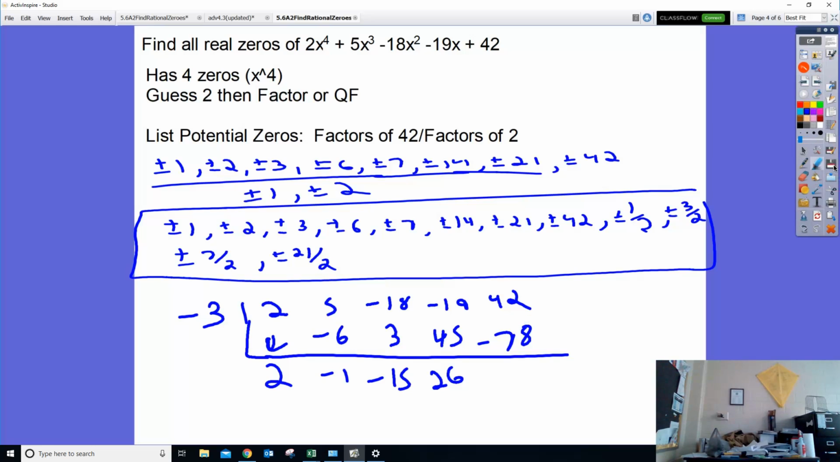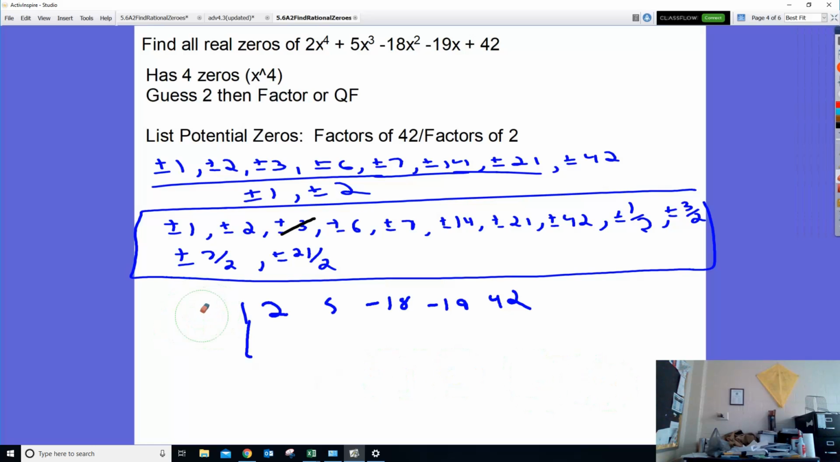Any other suggestions? Negative 2. Guess you're right. That was smaller. Well, the smaller numbers are generally the ones you want to pick. Now, the problem is things are getting too big. So Christina made a suggestion for a negative 2.